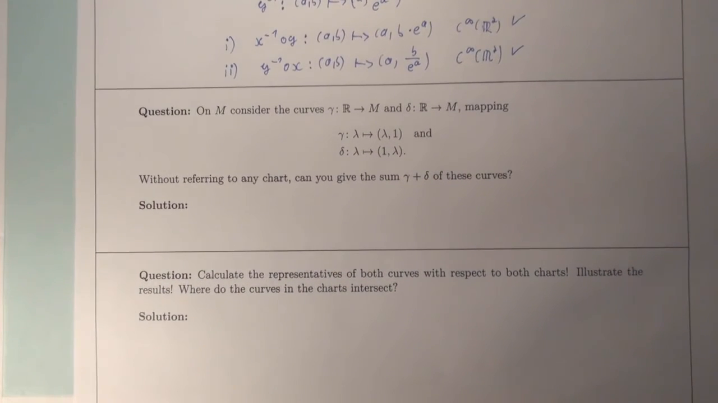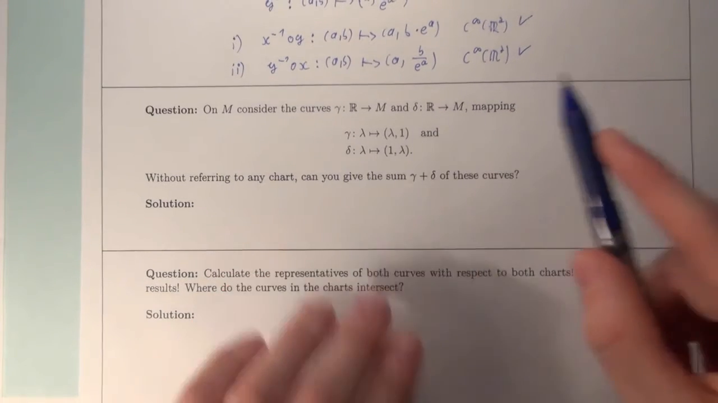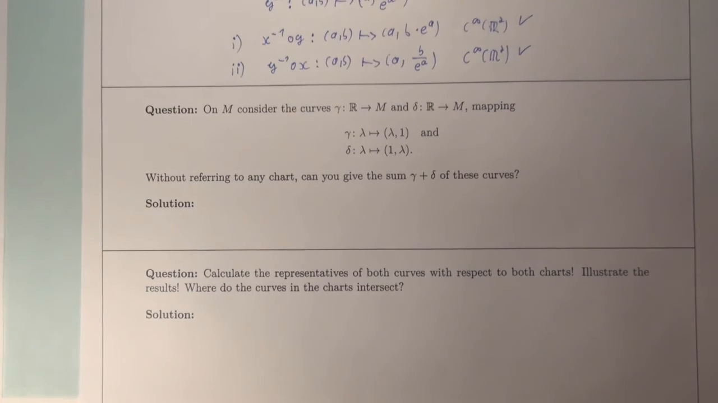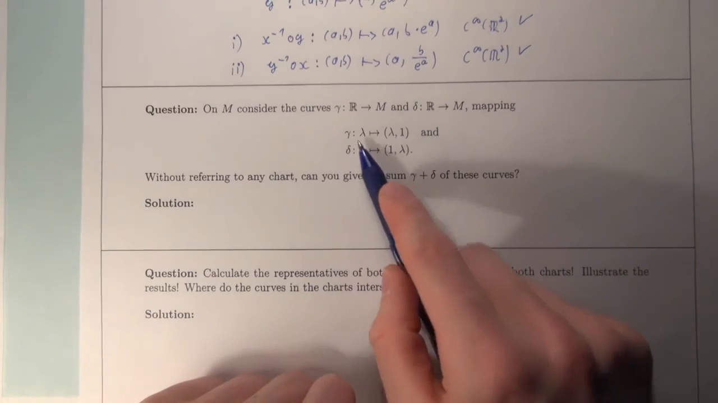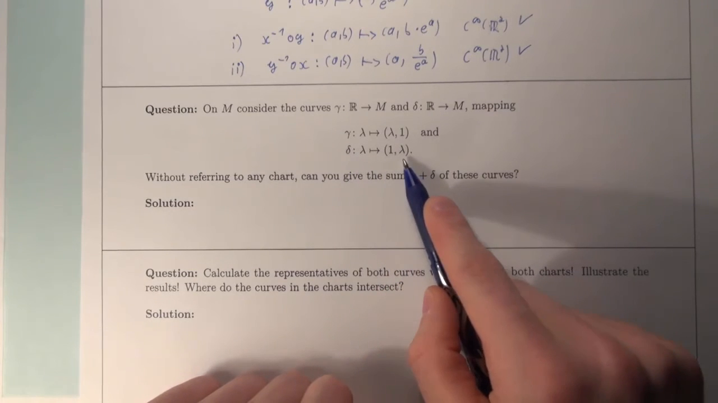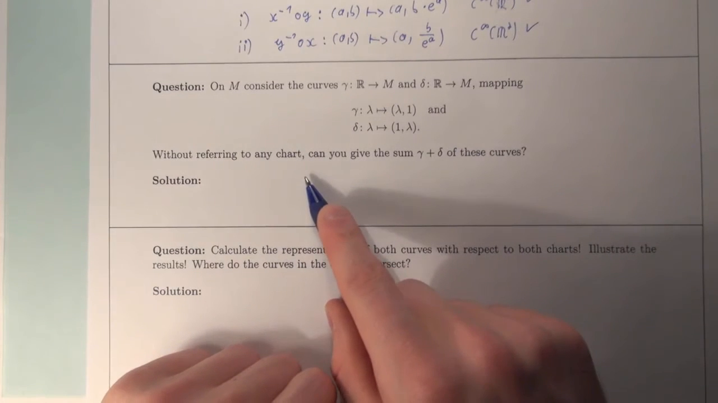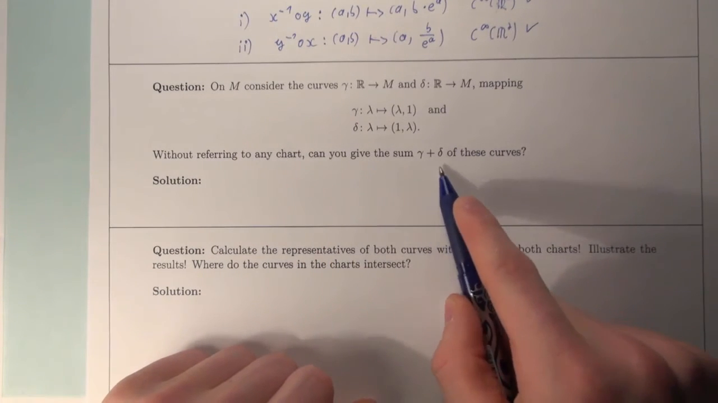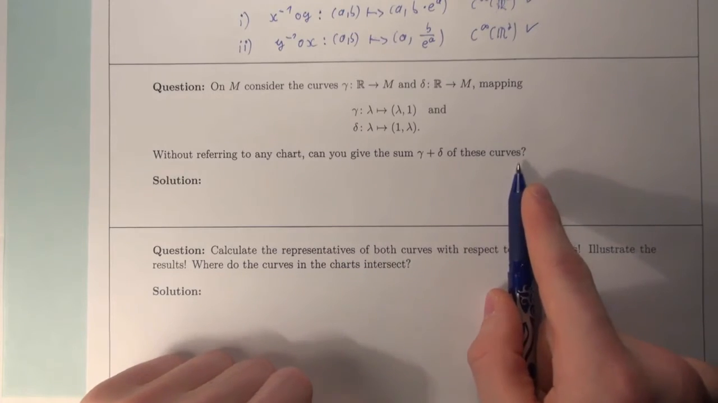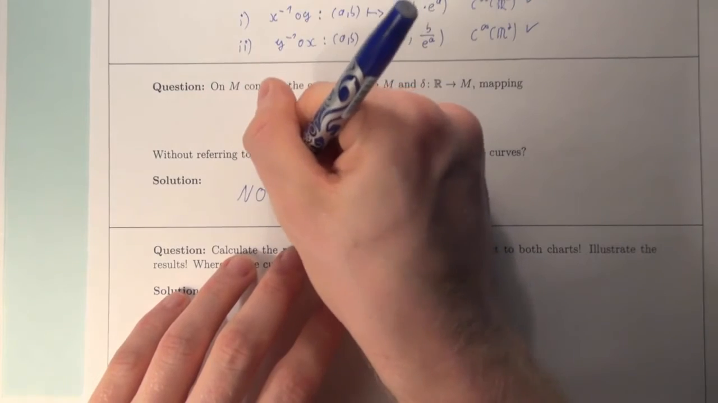Now, second question. On M, we now consider two curves, gamma and delta. Gamma mapping lambda to (lambda, 1), and delta mapping lambda to (1, lambda). Now the question is, without referring to any chart, can we give the sum gamma plus delta of these curves? And the answer, of course, is no.